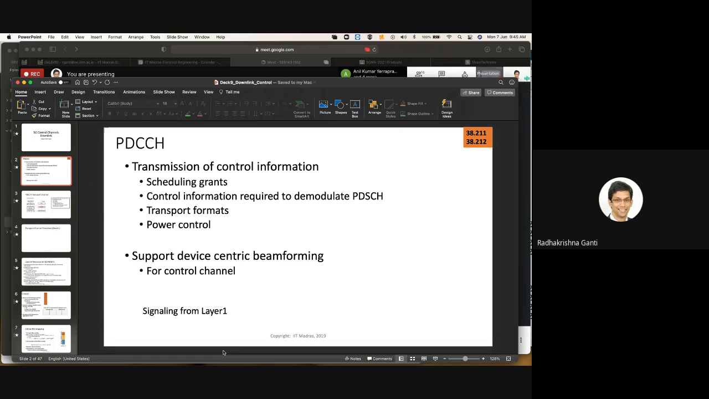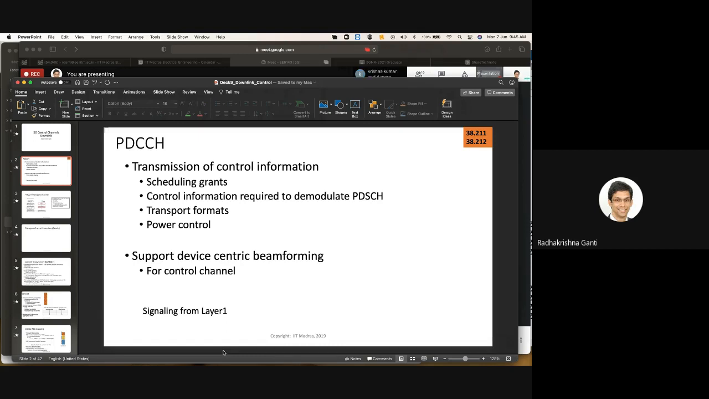It will have the information required to demodulate PDSCH, for example, what is the modulation and what is the code rate. It will have information about power control. It will have information about something called transport formats. I will tell you what the transport formats are in the next classes.